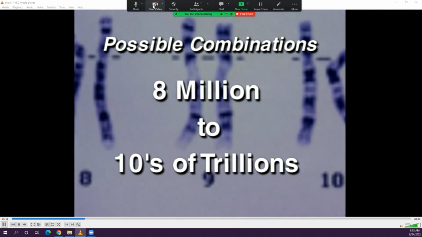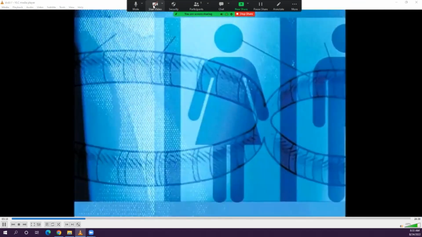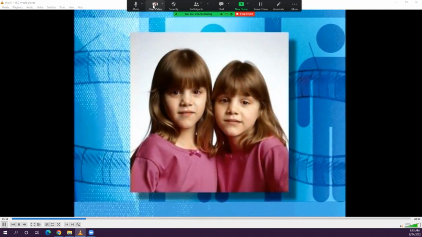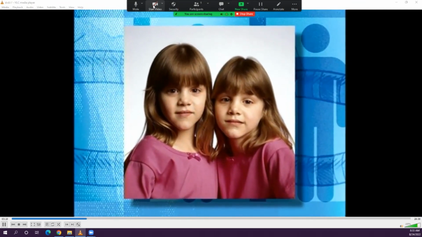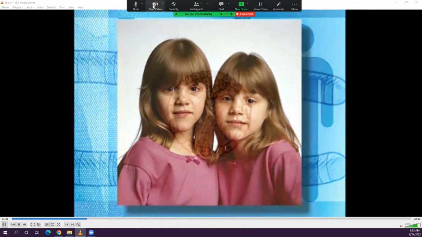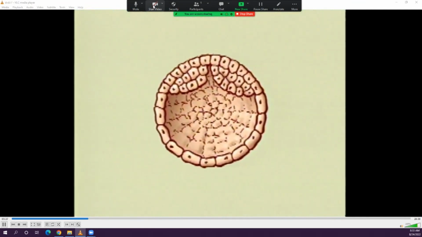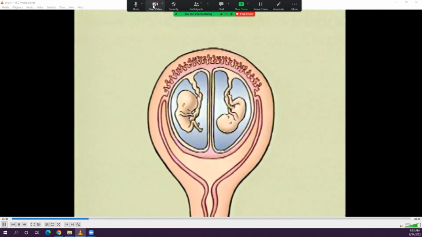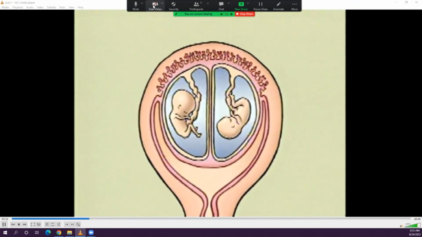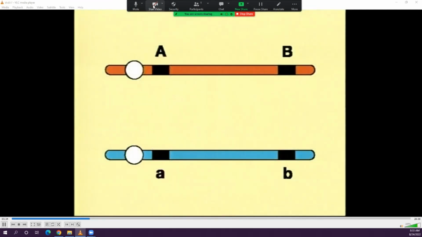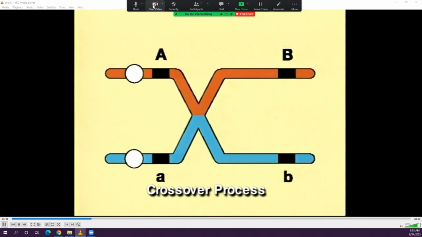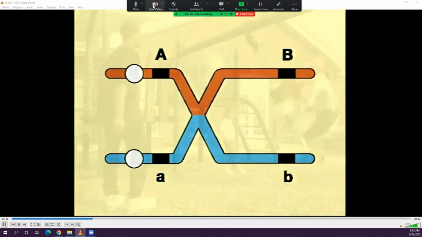It is highly unlikely that any 2 individuals will have the same genetic inheritance, except for monozygotic identical twins. In the case of monozygotic twins, after fertilization, the morula splits in 2, and 2 separate individuals with the same genetic inheritance are developed. Another possibility for differences is the crossover process. During division, sections of the chromosomes cross over, creating new genetic combinations in the daughter cells.